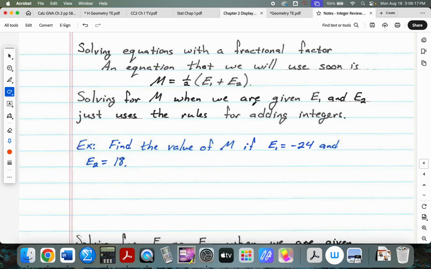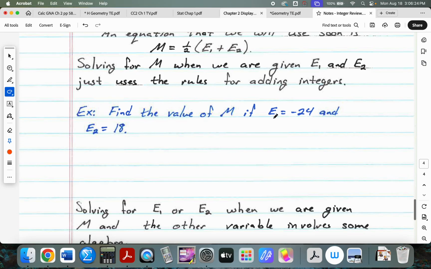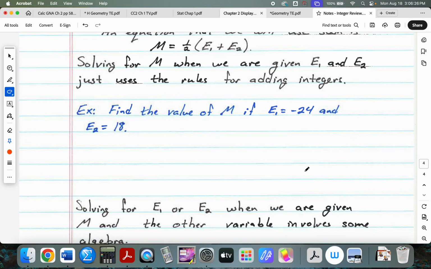Solving for m when we're given E sub 1 and E sub 2 just uses the rule for adding integers. So for example, find the value of m if E sub 1 is negative 24 and E sub 2 is 18. So m is equal to half of E sub 1, which is negative 24, plus E sub 2 is 18.